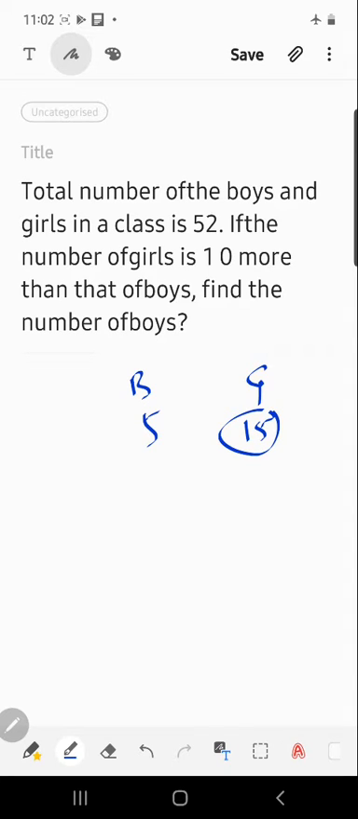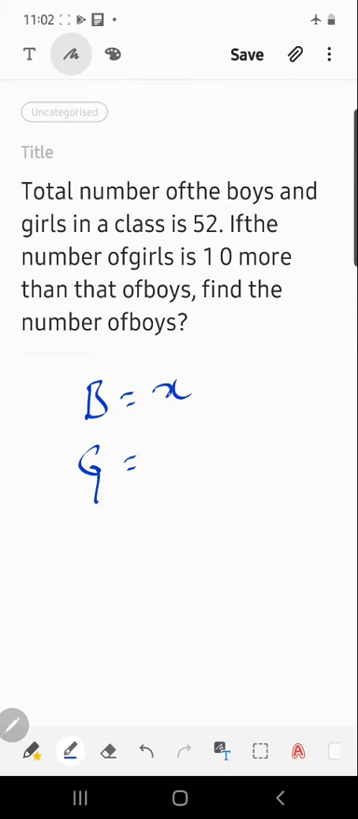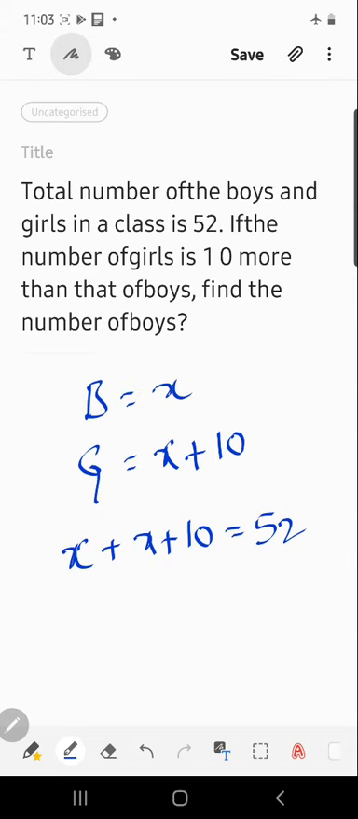Actually, we don't know how many boys there are. Now let us take boys to be x. Now the girls are x plus 10, because girls are 10 more than boys. If boys are x in number, then x plus 10 is the girls. Now we have boys and girls, but how many members are there together? If both together, the number of boys plus the number of girls is equal to the total of 52 members. If we add boys and girls, we get 52.